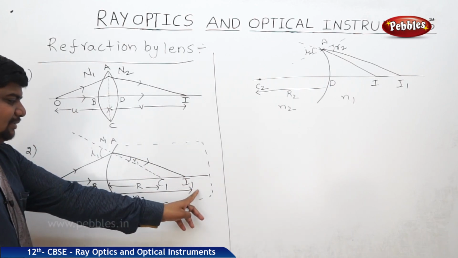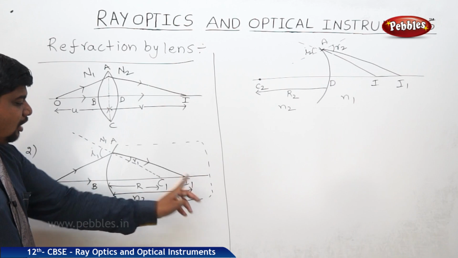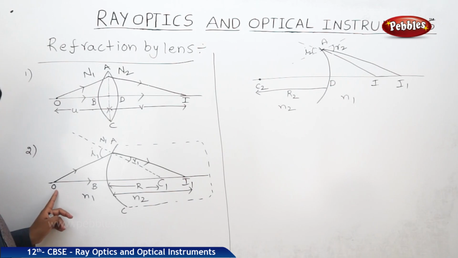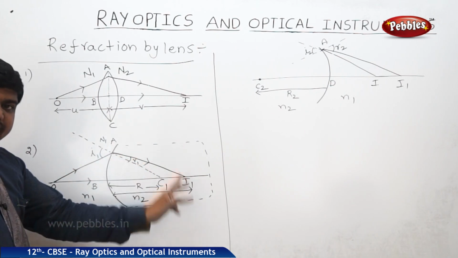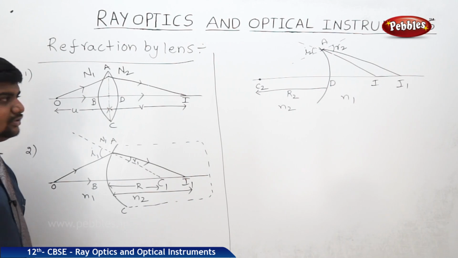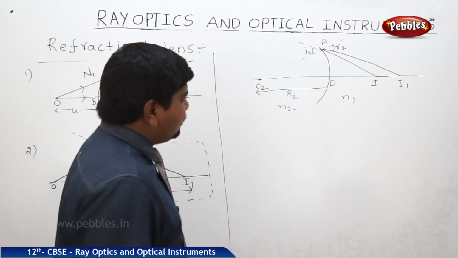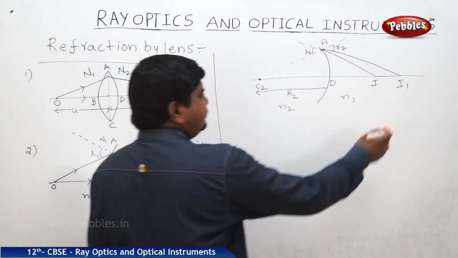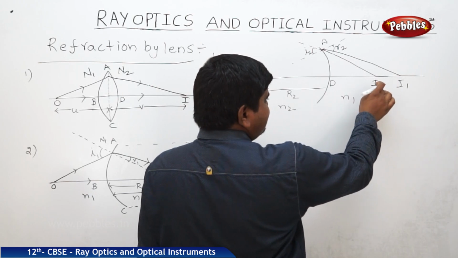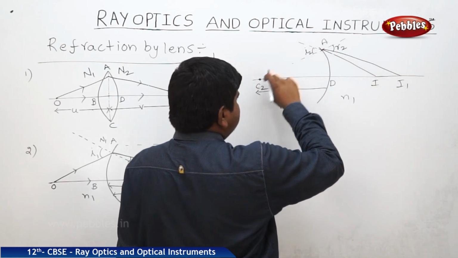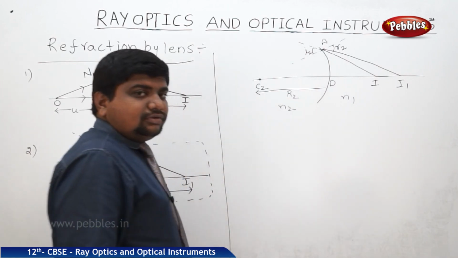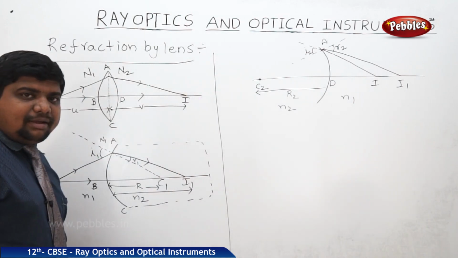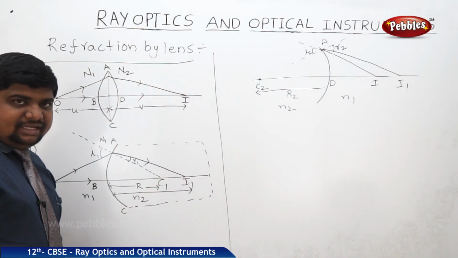This image I1 acts as a virtual object for the second curved surface. This I1 is the image due to this object, which acts as a virtual object for the next curved surface, C1. So C1 will become the object. Now this is the other end of the curve, and with I1 as the object, it creates the image I with respect to the center of curvature C2. So this lens has two centers of curvature, C1 and C2. This is the actual mechanism happening in the refraction by lenses.